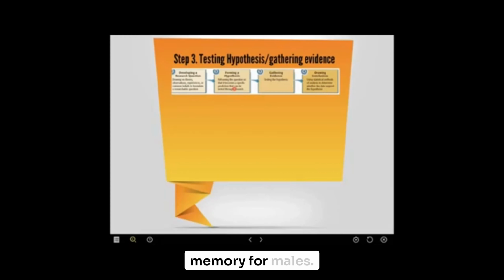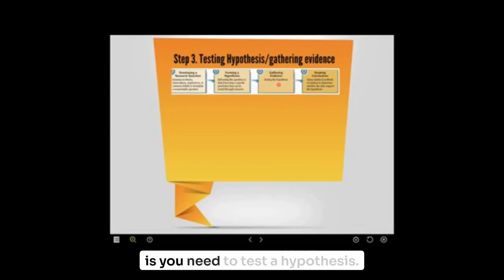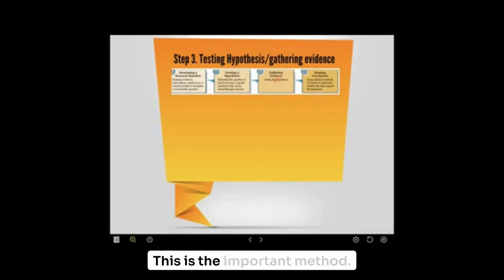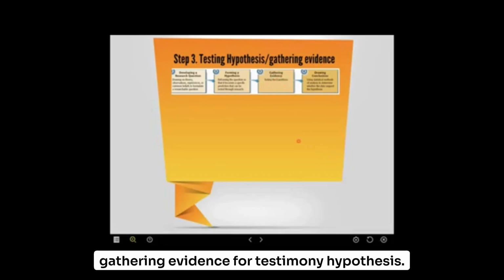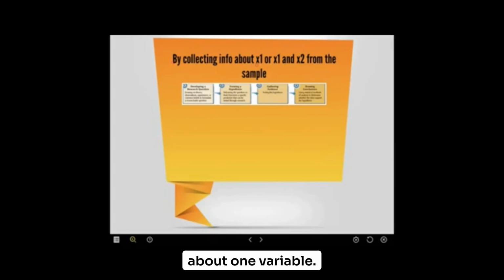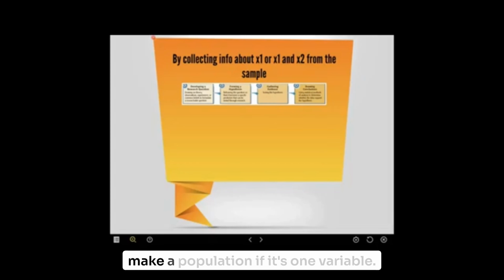Then what you need to do, the third step, is you need to test a hypothesis. And this is the important point. This is the important method, and we'll talk about different ways of gathering evidence or testing your hypothesis. So what you do here is you'll collect information about one variable, if it's just about one variable. Like remember, you randomly select a sample and you ask them whether they smoke or not. Right? You get the sample value, and from there you make conclusions for the population.